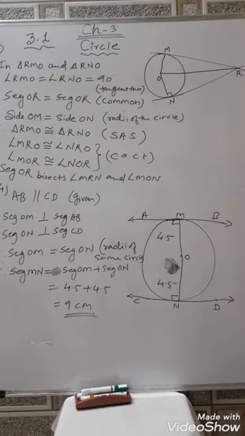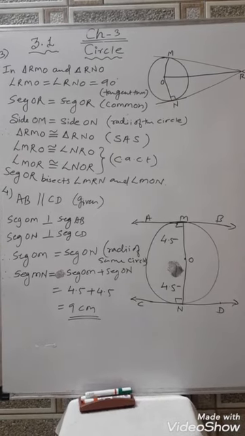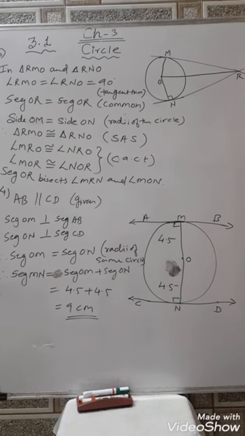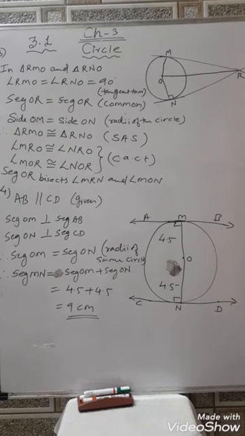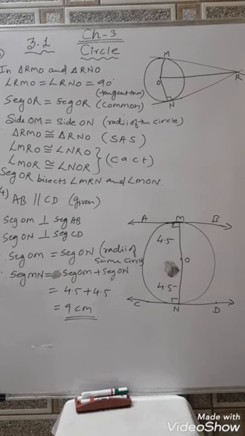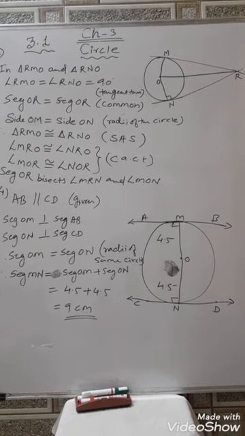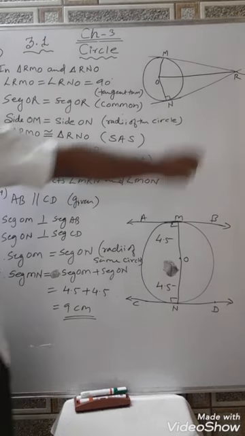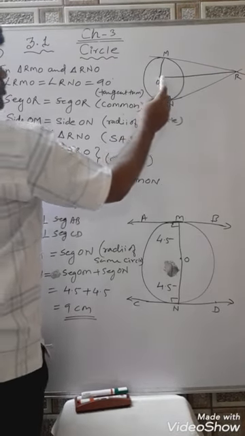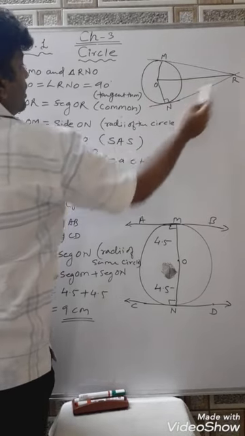Now practice set 3.1, the third one. It is given that segments RM and RN are tangent segments of a circle with center O. You have to prove that segment OR bisects angle MRN as well as angle MON. So RM and RN are the tangents, and you have to prove OR is the bisector of angle MON and angle MRN.